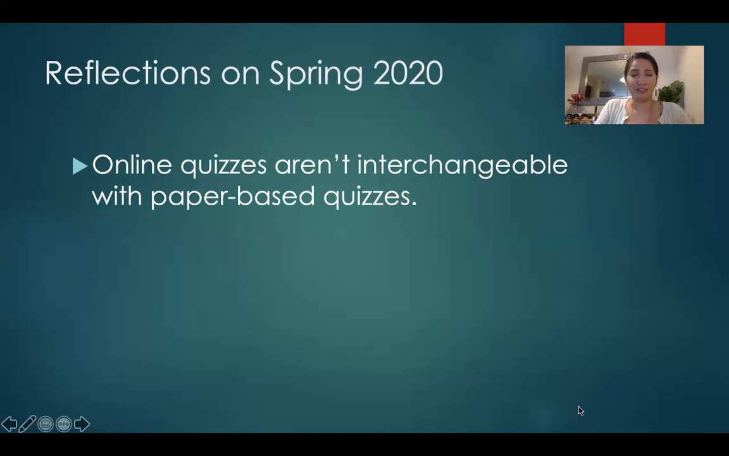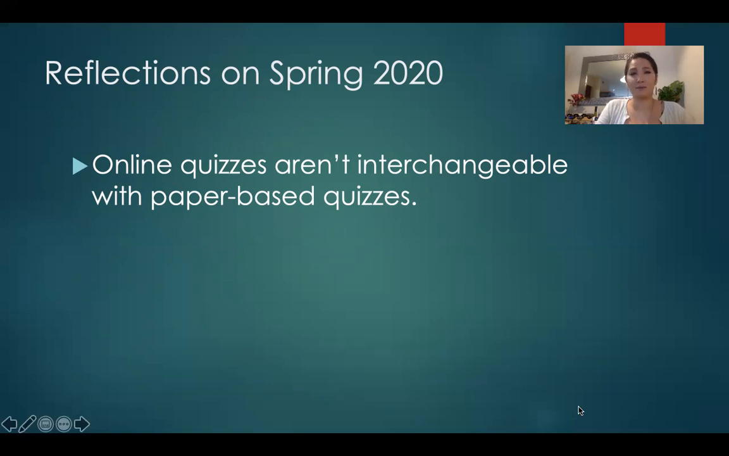Here's a big reflection, probably an obvious one, but a big conclusion that I came to was that the online quizzes, where the students are not getting the feedback that they used to get and they have to be accurate, are not interchangeable with the paper-based quizzes.